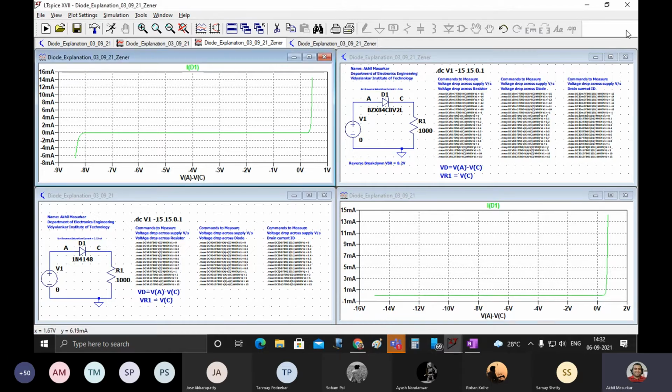So are you getting the hang of this NG-SPICE now? Because later on we'll be doing some more experiments, which will be a little bit higher end ones. So actually what happened is you are able to see the graph, but forward characteristics are not properly seen. That is the problem.